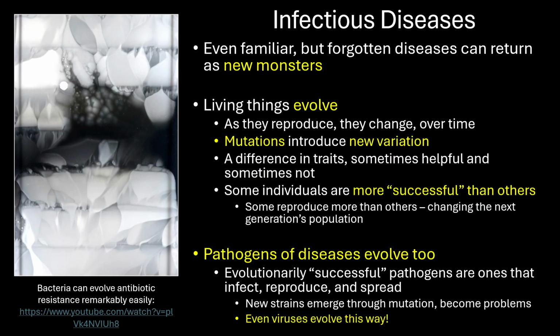Individuals, when they're born, can mutate, like as DNA is replicated, and that can potentially introduce a new variation. Sometimes that variation is helpful, sometimes it's not helpful, sometimes it's harmful. But in the situations where it's helpful, those individuals who have that mutation tend to do better and are more successful than others, meaning that they reproduce more, becoming more representative of the next generation.